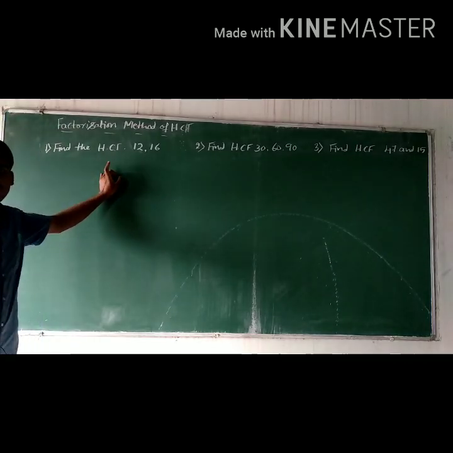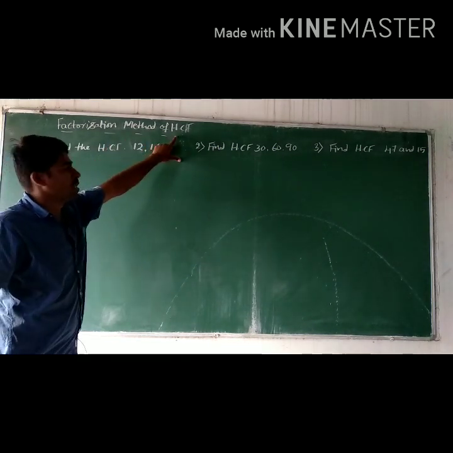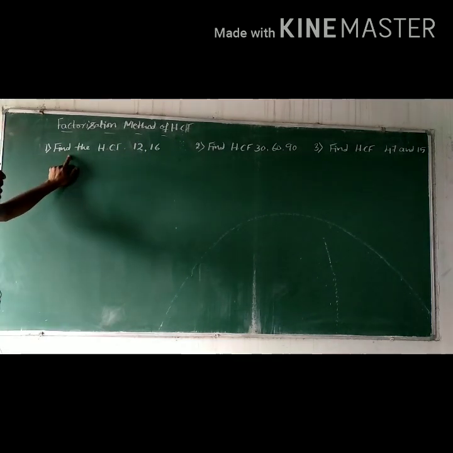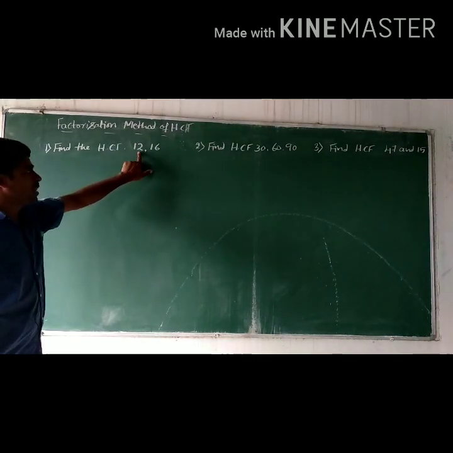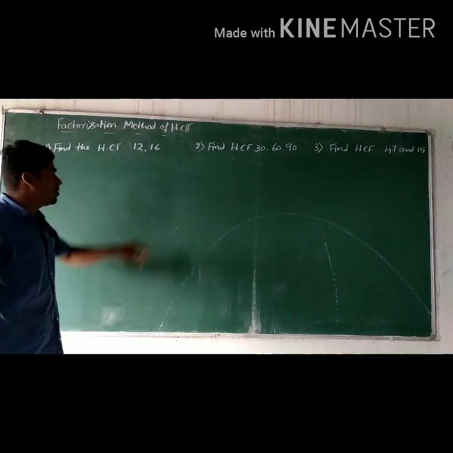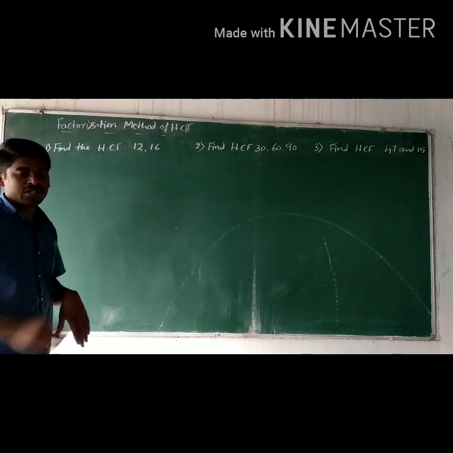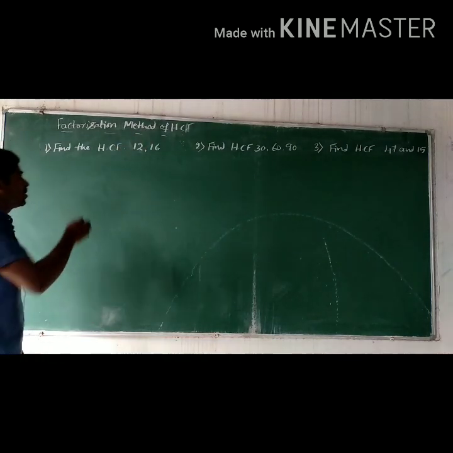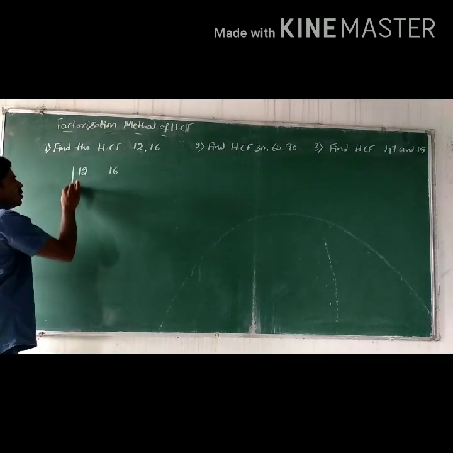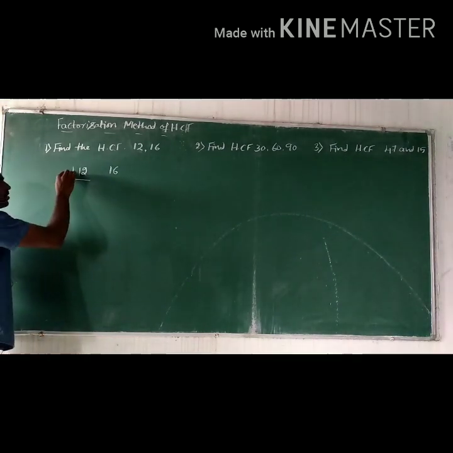In this class, I am going to explain simple problems in the factorization method and the method of HCF. The first problem is to find the HCF of 12 and 16. We are going to calculate the highest common factor for 12 and 16. In the factorization method, we first divide the values individually. We divide 12 and 16 individually. 12 is an even number, that's why we divide by 2.